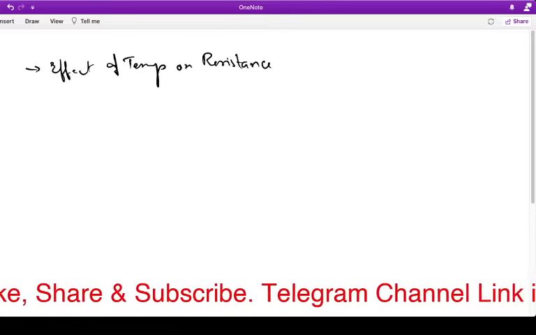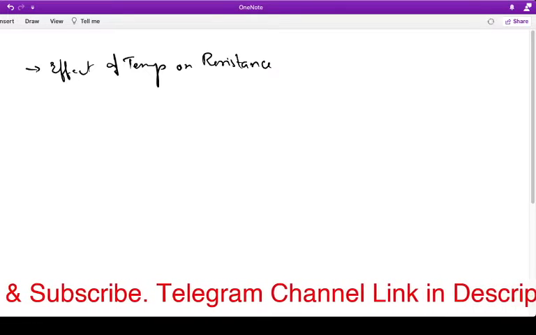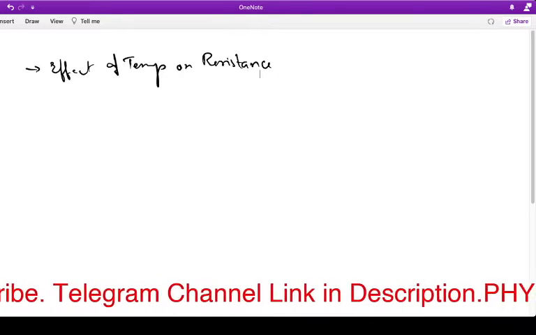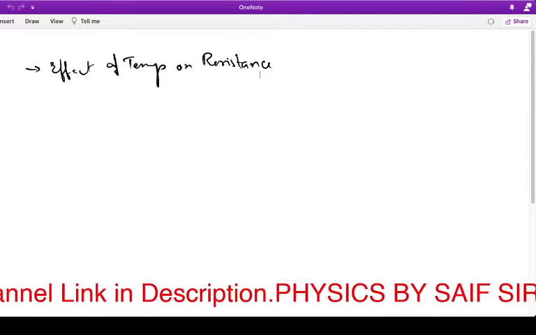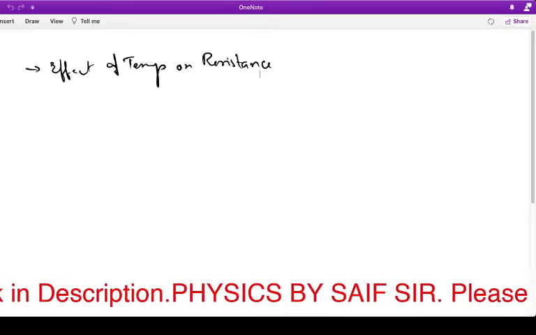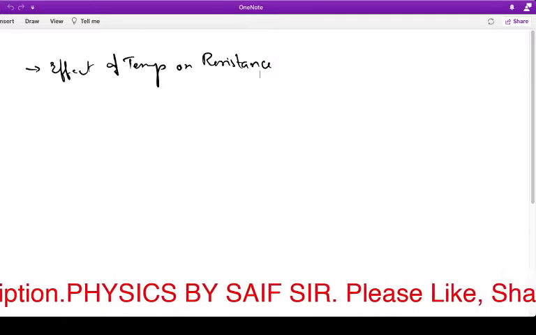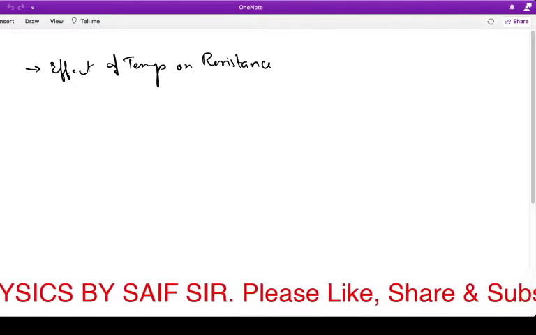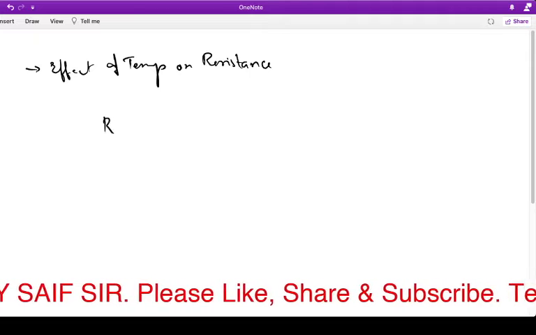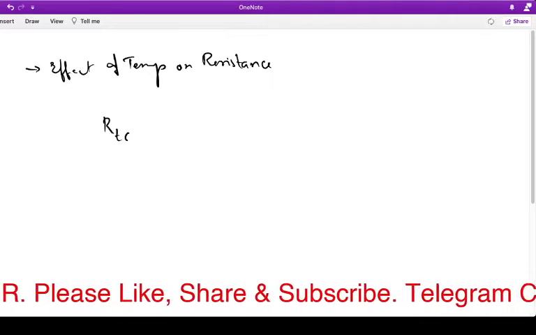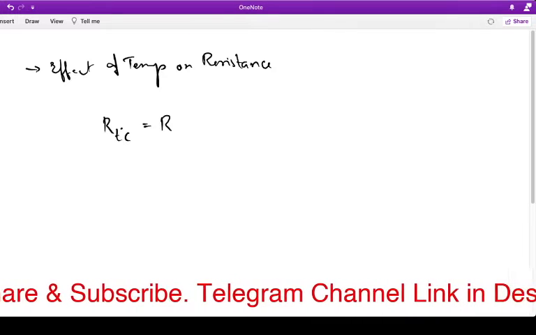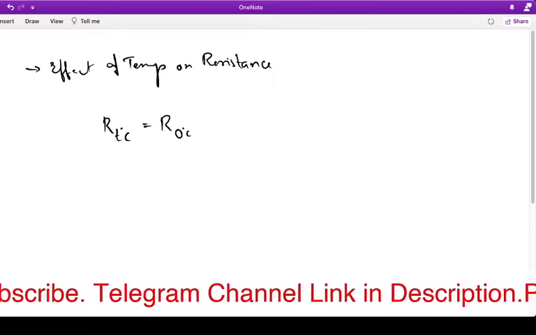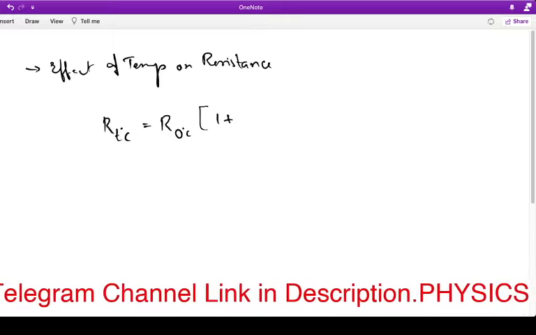So what effects can be seen? If there is a change in temperature, how is it going to affect the resistance? If the resistance is changing, that means there is some kind of change in the temperature. For that we take this formula: R_T degree centigrade is equal to R at 0 degree centigrade into (1 plus alpha T).